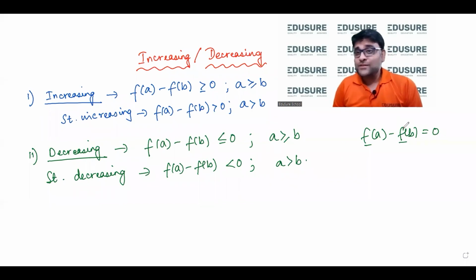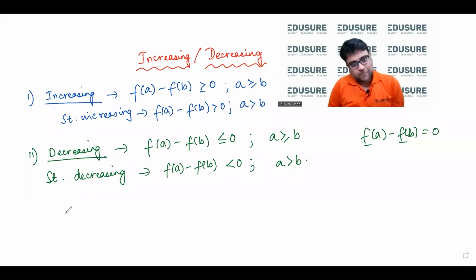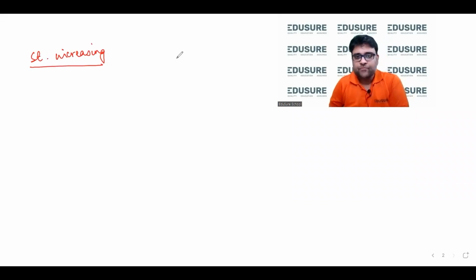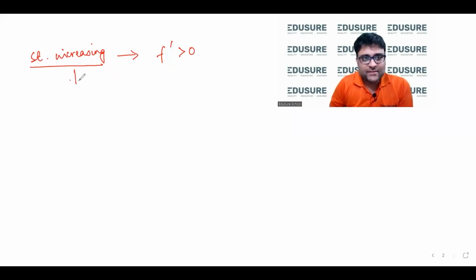Right. Now, with respect to derivative, what can be said? If you are told that I have a function which is strictly increasing, okay? So if I tell you that a function is strictly increasing, what can be said about the derivative? This is incorrect. Let me tell you why. Strictly increasing function, let's take an example. x cube is a strictly increasing function. Do you agree with me?